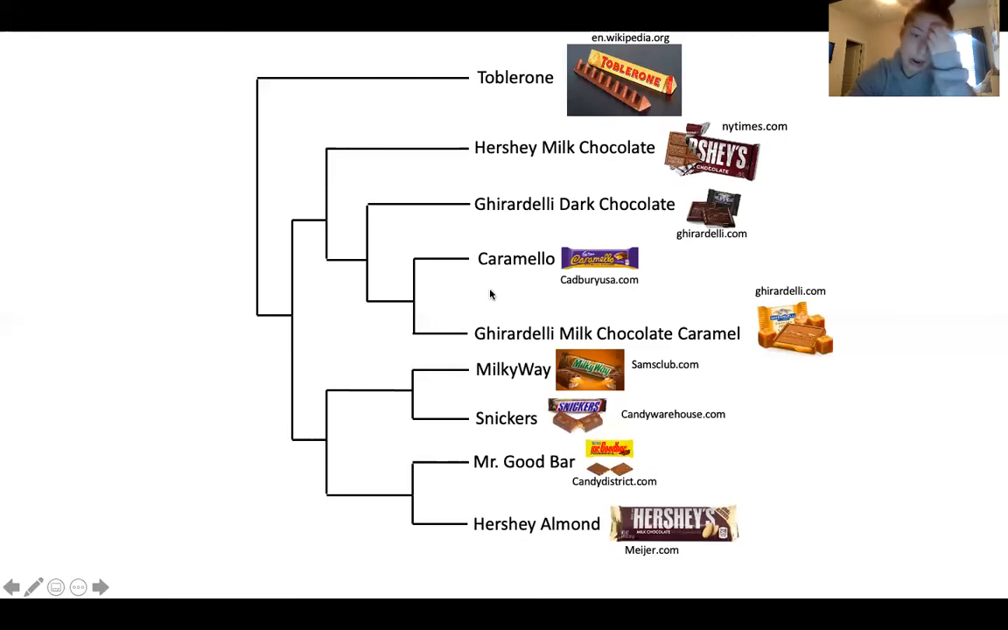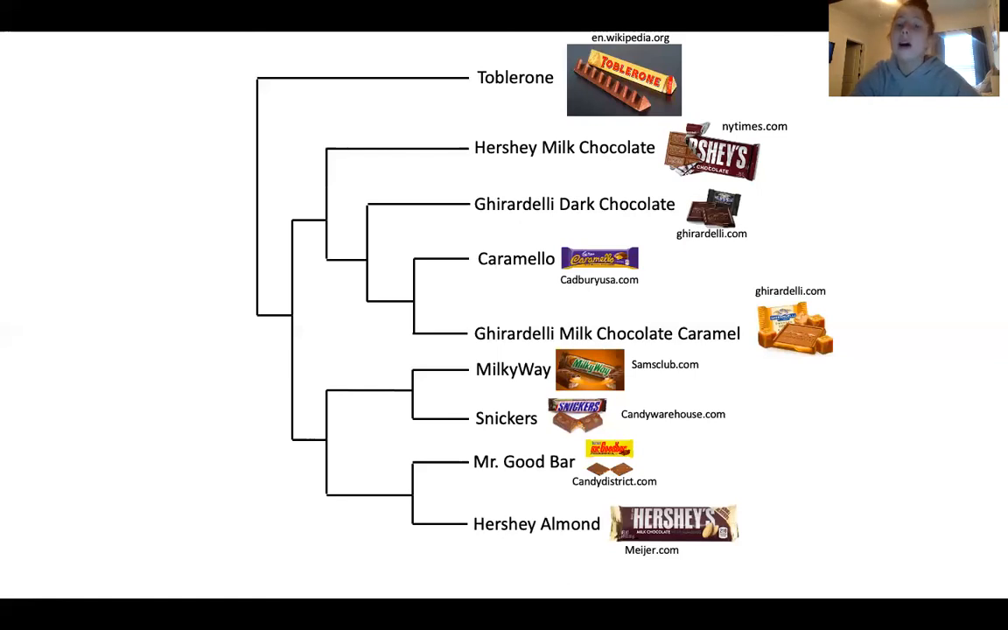We can also see that caramello and Ghirardelli milk chocolate with caramel are clearly mostly related to this node, which is Ghirardelli dark chocolate, and then Ghirardelli dark chocolate is also related to Hershey's milk chocolate, and that is because they are both plain solid chocolates and there's no filling or nuts or anything in them.